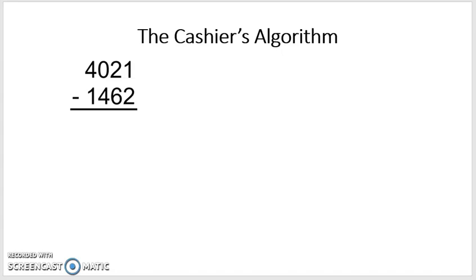That's the idea. So 1462, I need to count up. So I start with 1462. That's my starting point. And what do I need to add to that to get 4,021? Well, I would add some 1s. I'd say, okay, I'm going to add 1, which gets me to 1463. That's plus 1. Plus another 1, 1464. Plus another one is 1465. Now I'm on a 5.